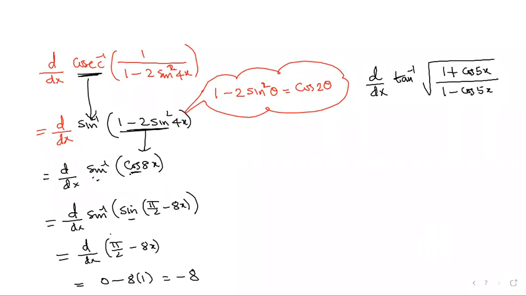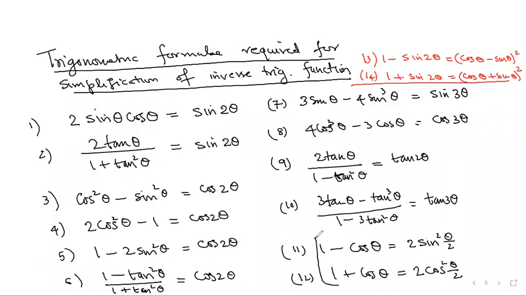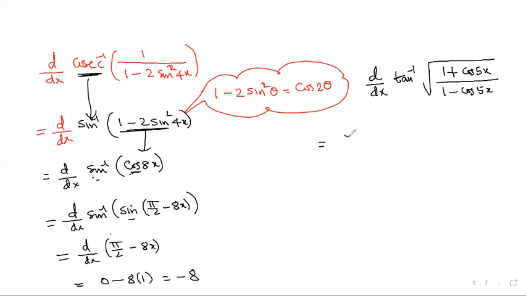Sine. Look, can it be converted to tan? Yes, very good. For 1 minus cos, it is 2 sin square theta by 2. For plus, it is 2 cos square theta by 2. So what can we write? Tan inverse square root of 2 sin square half the angle, 5x by 2, divided by 2 cos square 5x by 2.